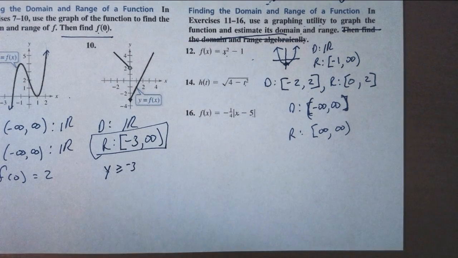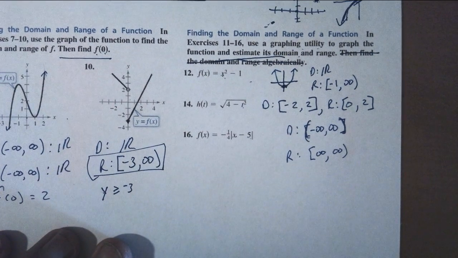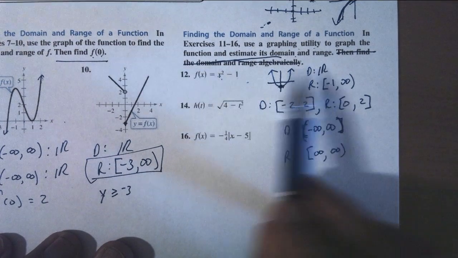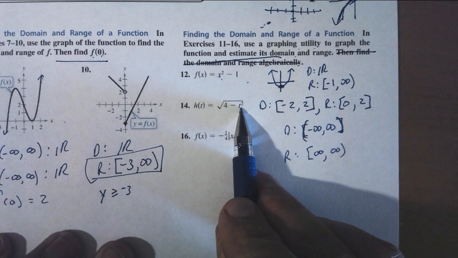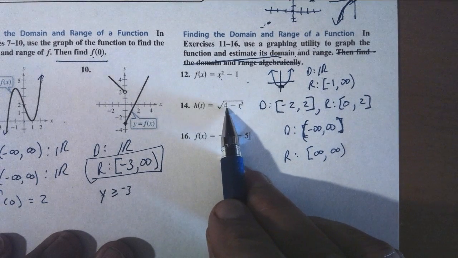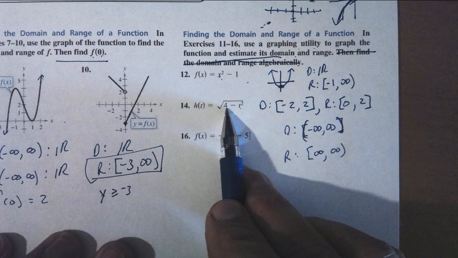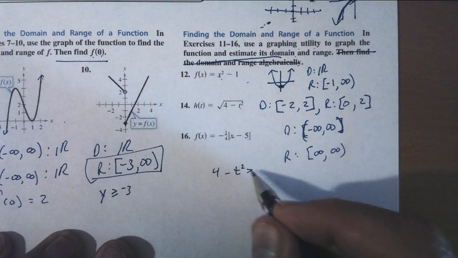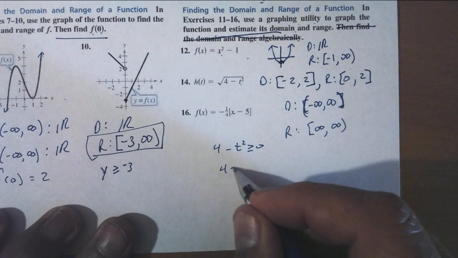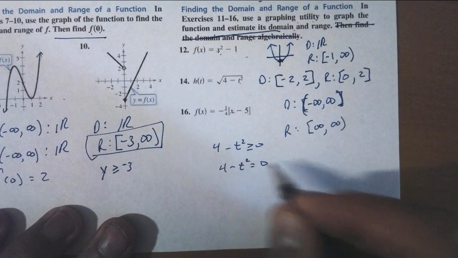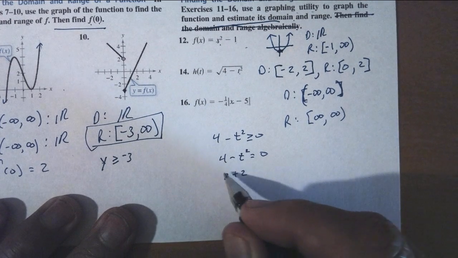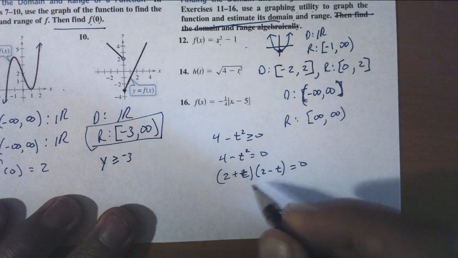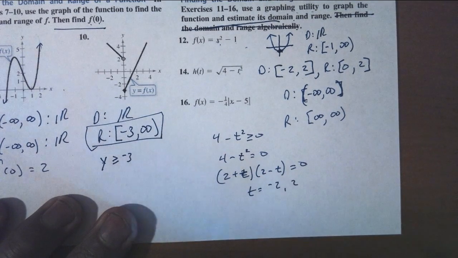Let's go back and talk domain just a little bit of these, because here's how we handled domain before. Can I square any number I want? Yes. Can I subtract 1 from any number I want? Yes. Domain's all reals. Can I square any number I want? Yes. Can I subtract any number I want from 4? Yes. Can I take the square root of any number I want? No. 4 minus t squared has to be greater than or equal to 0. So I just set it equal to 0. Hopefully we see we can factor 2 plus t, 2 minus t, difference of perfect squares. So that's t equals negative 2 and 2.